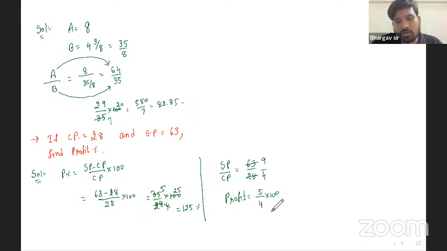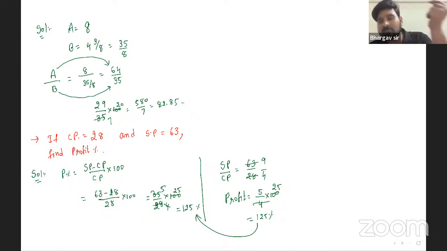Niche 4 into 100. 4 ones are 4, 25. The answer will be 125%, which you will get as fatafat. You just need to know what is the ratio of selling price and cost price. You will get the profit percentage in a snap.